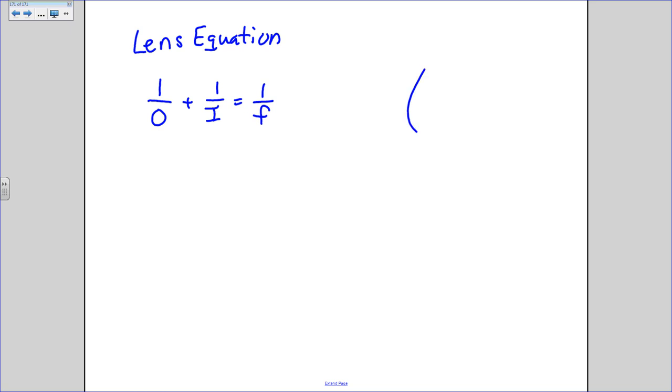So if I were to draw a picture here, I like to label it. Say this is my focal point here and here. Say that I have an object over here. This distance from the lens to the object is going to be my object distance. So O is the object distance.